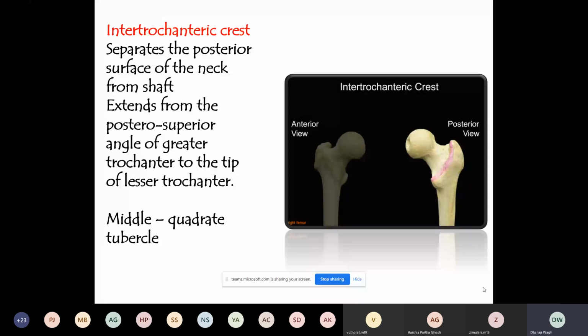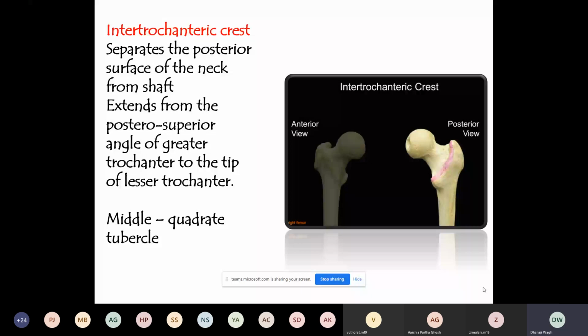Here one more point you have to remember. This may be a viva question. They may show it. That is the quadrate tubercle. At the middle of this intertrochanteric crest, when you feel from the posterior superior angle of the greater trochanter to the lesser trochanter, with your finger at the middle, you feel a tubercle. That is the quadrate tubercle.